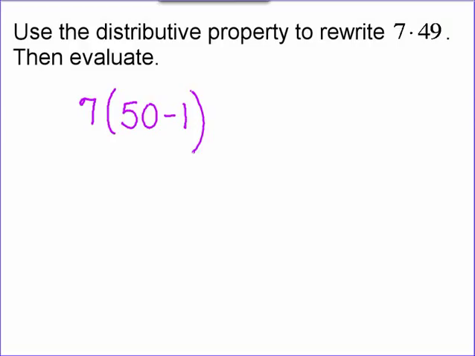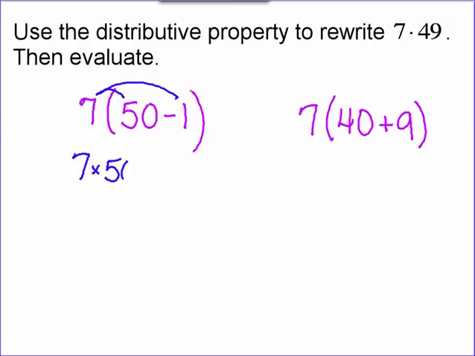I could have actually, if I wanted to, I could have done this as well. I could have done 40 plus 9. That's the same thing. 49 is 40 plus 9. So basically I took the biggest number, not the 7, but the 49, and I figured out a way to write that. So I either wrote it as 50 minus 1 or 40 plus 9. And now what they want you to do is they want you to just distribute that. So I'm going to distribute that here. So I'm going to take 7 times 50, and then I'm going to bring down my minus sign, and then 7 times 1.